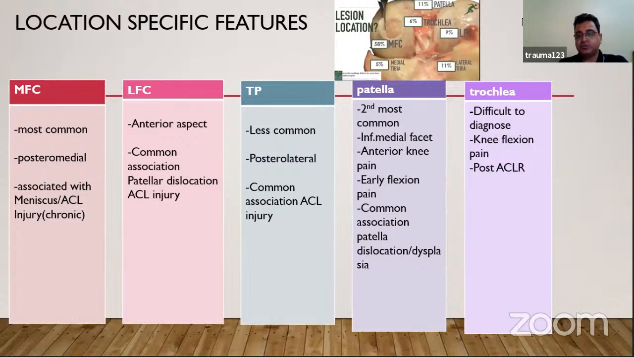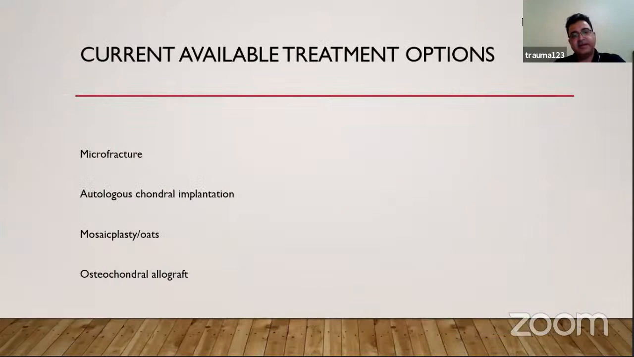Patella being the second most common, and the lesion is on the inferior medial facet. They are associated with anterior knee pain, which is on early flexion, and they are commonly associated with patellar dislocation and dysplasia. The trochlear lesions are difficult to diagnose clinically. There is knee flexion pain. Usually they are caused by ACL reconstructions. So the current practices and available treatment options include microfractures, ACI or autologous chondrocyte implantation, mosaicplasty or OATS, and osteochondral allografts.